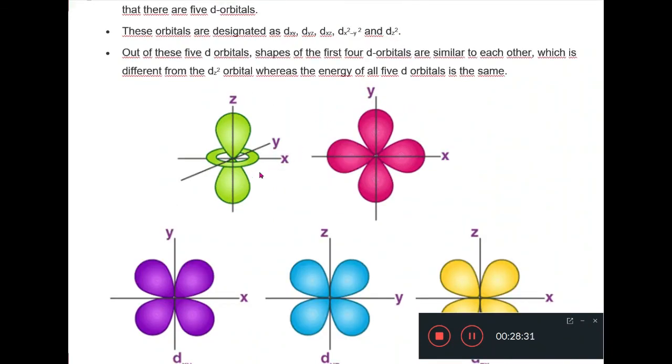dz square is like this one, okay? You have to practice, you have to try it 4-5 times, then you will be able to draw these orbitals easily. This is the diagram of dx square minus y square, meaning you have to draw the lobes on the x-axis and y-axis, okay? Then this will be dx square minus y square.